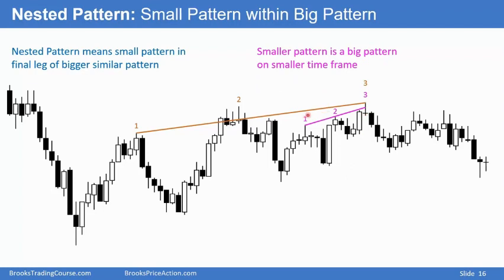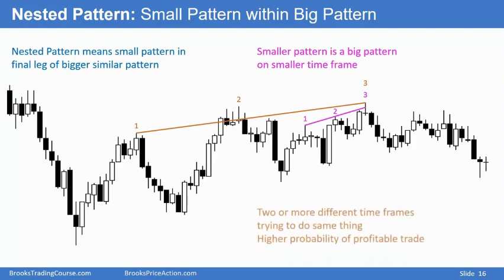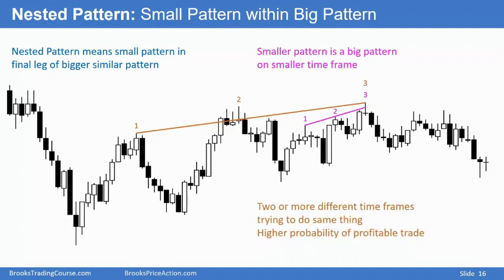If you were to look at a smaller time frame chart, this would in fact be a big pattern. For example, if this is a 60-minute chart and then you flip to a 5-minute chart, this would be a pretty big pattern. 3 or 4 hours down. So the smaller pattern is always a bigger pattern on a smaller time frame chart. Two or more different time frames trying to do the same thing, higher probability of a profitable trade.